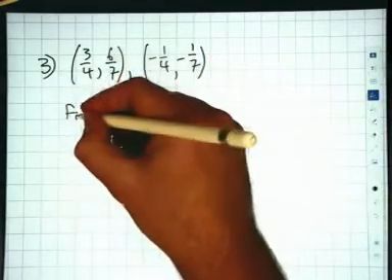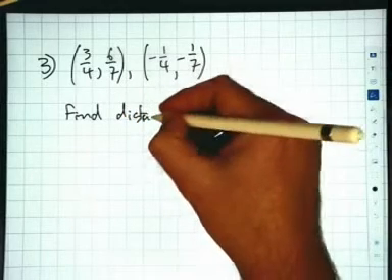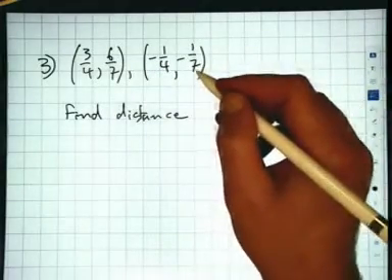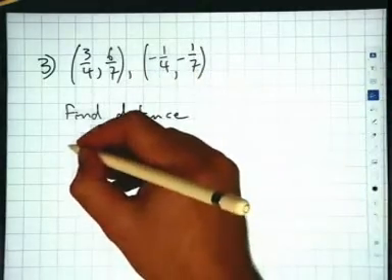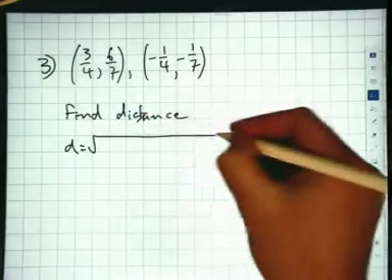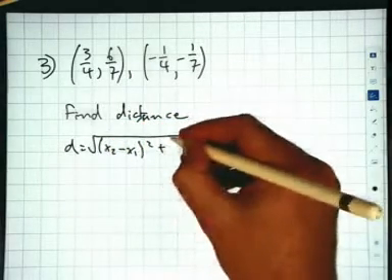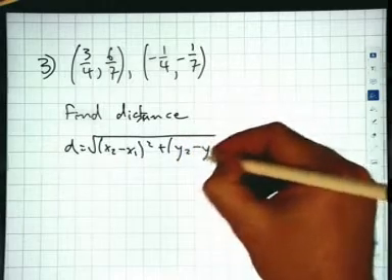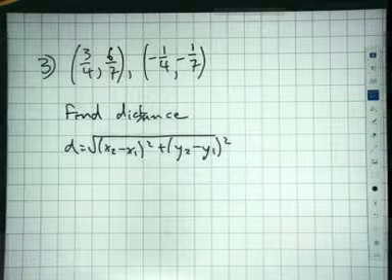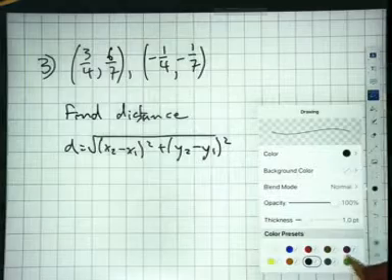We want to find the distance of the line segment that has these endpoints. So, a couple of things that we got to know. We got to know our distance formula. Distance is the square root of (x2 minus x1) quantity squared plus (y2 minus y1) quantity squared. This is a derivation of the Pythagorean theorem. So this is a plug-and-play operation. We're going to plug in values.